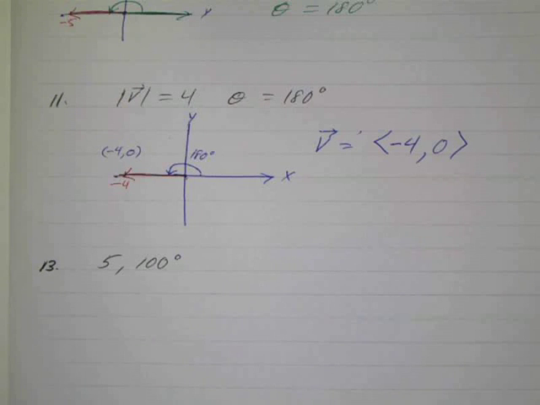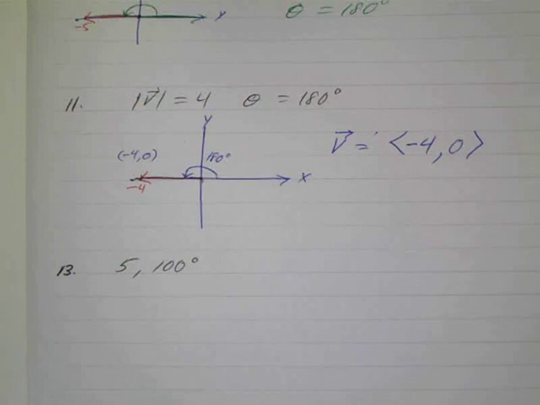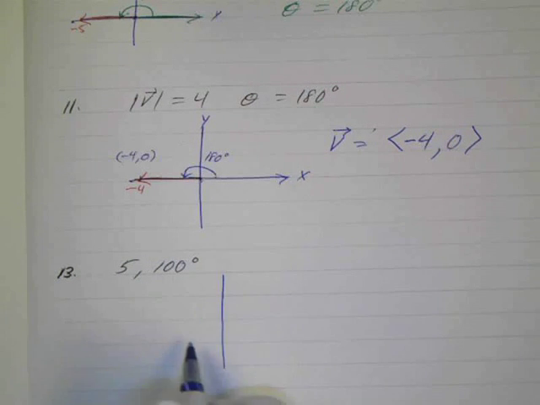This is number 13 from section 10.2, and again we've got the component form of the vector with a given magnitude, forms the given directional angle with a positive x-axis, and we want to find the component form, so we'll draw a sketch. Now we're in degrees, so watch out for this.